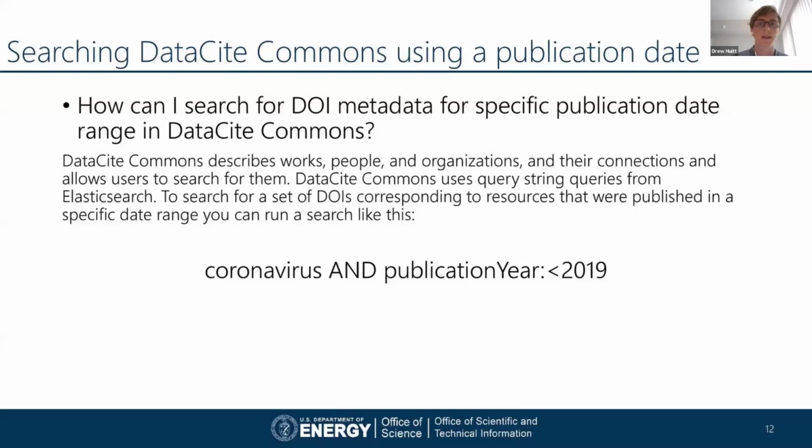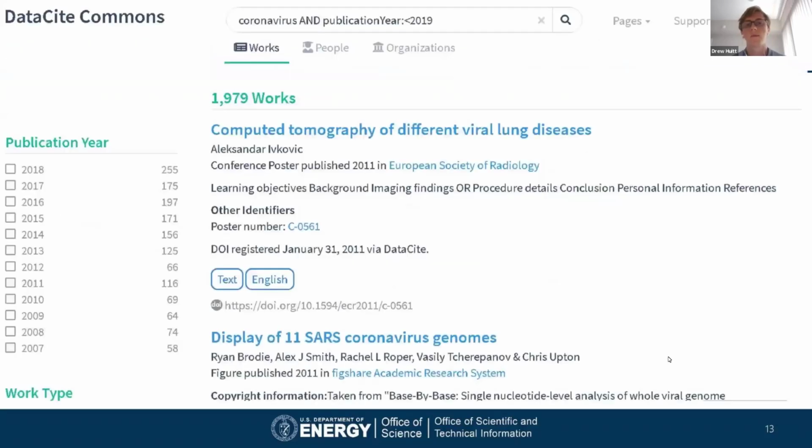And if you go to the next slide, you'll see we have almost 2,000 works, all before the year 2019. So that's just kind of a cool way to search DataCite Commons.